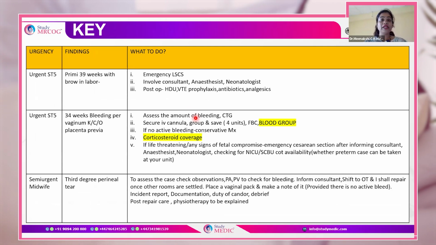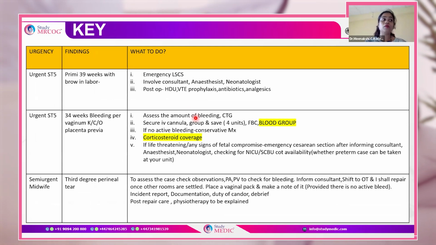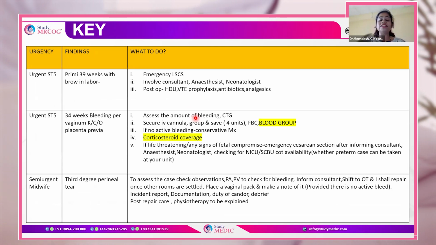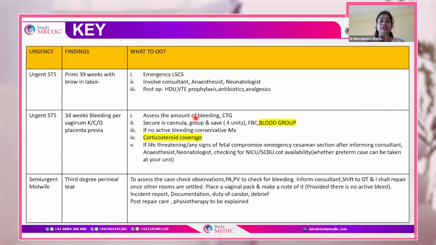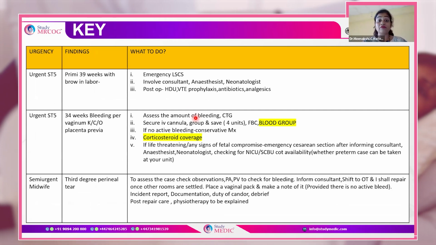So firstly, assess the amount of bleeding and the fetal well-being, because normally in the urgent rooms, students tend to forget about the pediatrician as well as the fetal well-being, the CTG if it is required, or maybe even checking for the fetal heart rate. So these are the two things that you should not forget about.